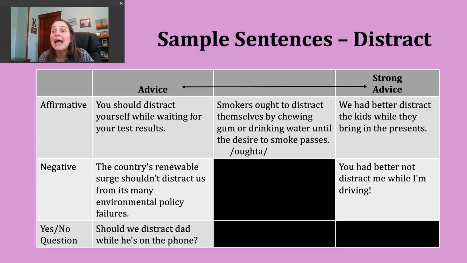Now let's take a look at a negative. Okay, so here our pattern's going to be subject, had better not, and then the base verb. Okay, so maybe you're driving, right? And you have a friend who's like, hey, look at my phone, or I don't know, they're touching you, trying to make you laugh, right? You're going to warn them. You had better not distract me while I'm driving, right?